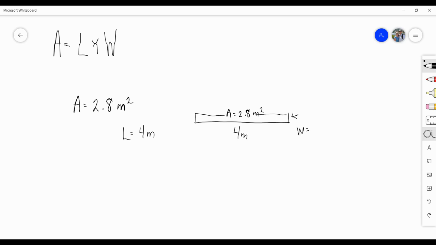Width equals something. So in order to do that, we have the area, 2 and 8/10 meters squared. In order to find the width, we have to divide the area by the length. So we take 2 and 8/10 meters squared and divide it by 4.